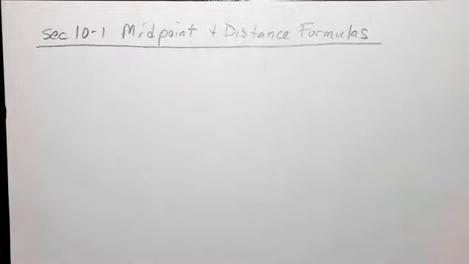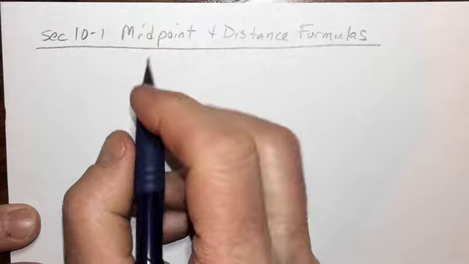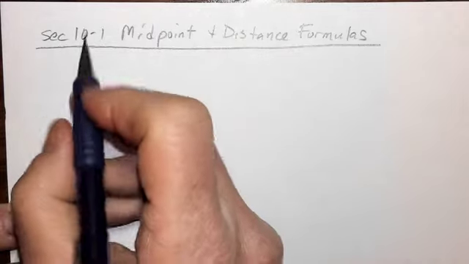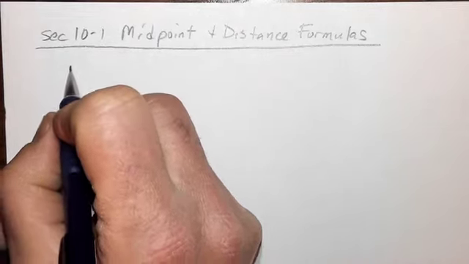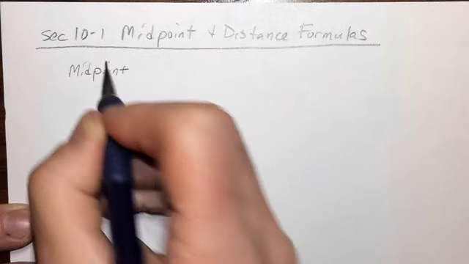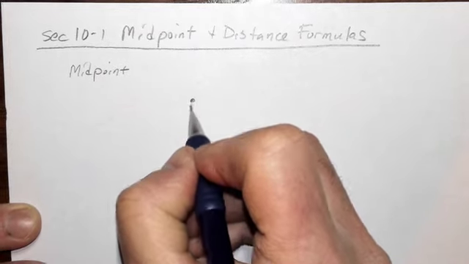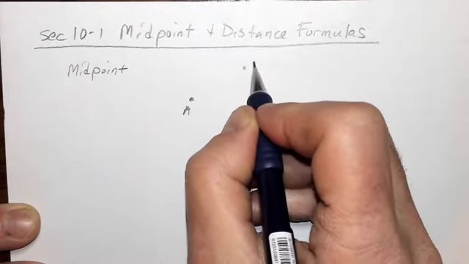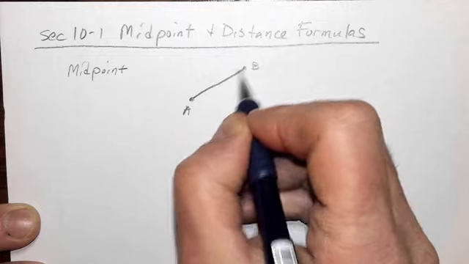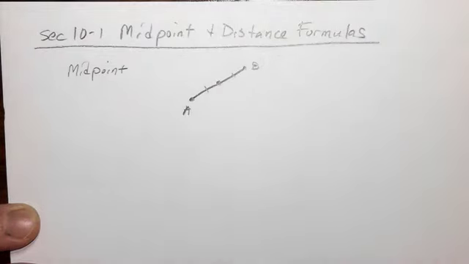Begin Chapter 10. We're going to look at review midpoint and distance formulas. You've covered these in previous math classes, but we'll start with the midpoint. If you recall from geometry, the midpoint is just between 2 points. If I had point A and point B, the midpoint is the point in the middle to where these two parts are equal to each other. That's what the midpoint is.